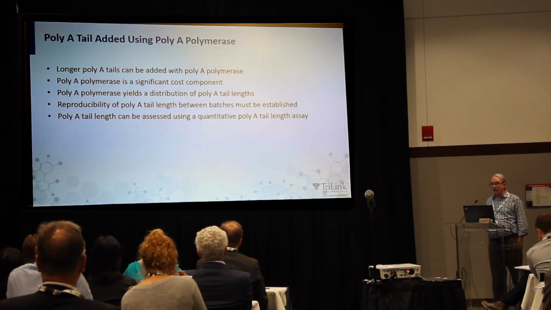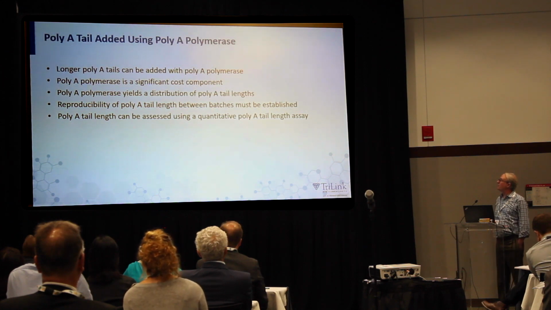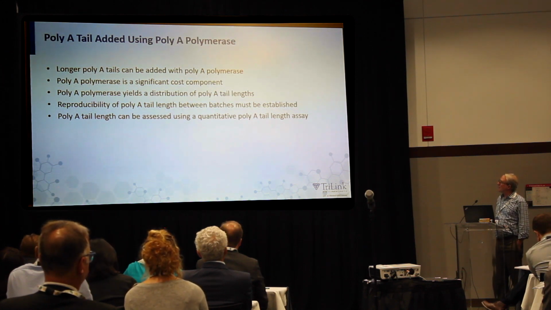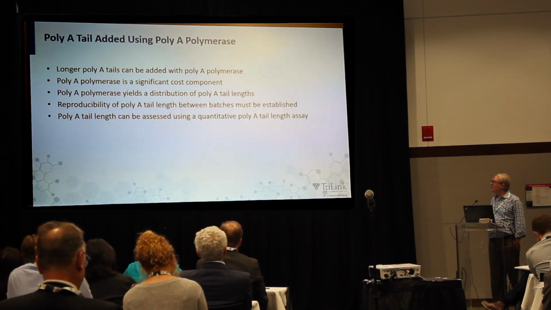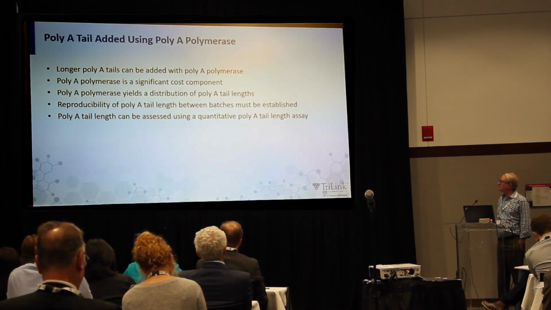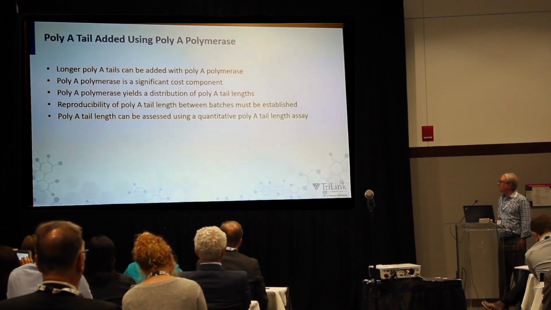Alternatively, you can use an enzyme called poly-A polymerase to add the poly-A tail. This can give you much longer poly-A tails. We've seen poly-A tails in the thousands if you really want to push it. But there's a significant cost component to poly-A polymerase, and it gives a distribution of poly-A tail lengths. And so you have to worry then in a manufacturing process about the reproducibility of the poly-A tail length addition. And so in many cases, we've had clients ask us to develop a quantitative or qualitative poly-A tail length assay.